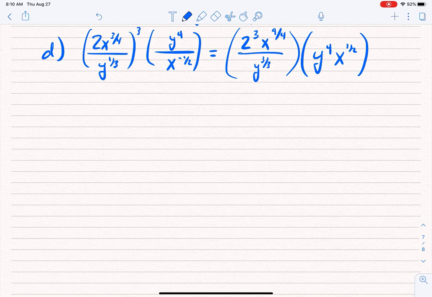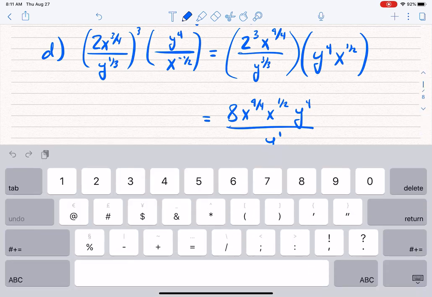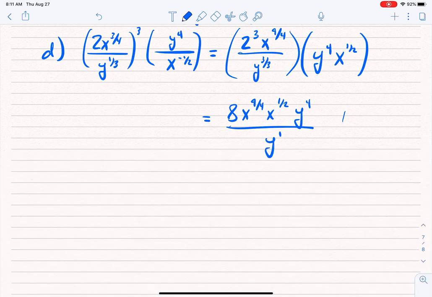All right. Now I can start combining things. So I have 2 to the third, and 2 to the third is 8. I've got x to the 9/4 power times x to the 1/2 power. And then I've got y to the 4th over y to the 1 power. Now this y to the 1 and the y to the 4th up top cancel a little bit and make that go away. There we go. And so that would be the same thing as y to the 3rd up top.